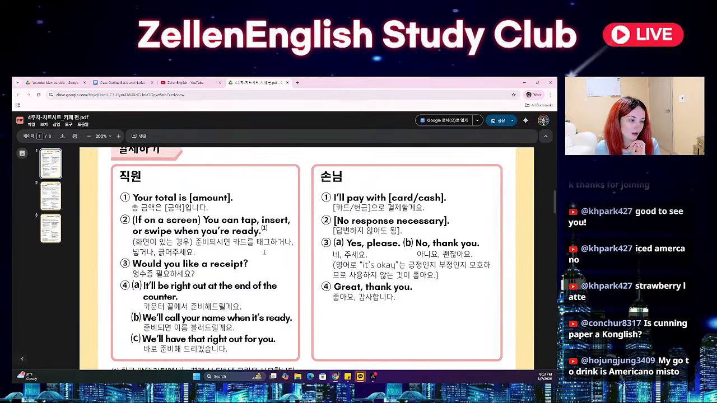So usually what they'll say, if you get one of these screens, is you can tap, insert, or swipe when you're ready. That basically means they have a card thing. You can tap your card, insert it, or swipe it, because they accept all types of credit cards. And they say it really fast. So this is a good one to make yourself familiar with if you haven't learned it. They'll say it like that, and you don't have to say anything. You just pay with your card.